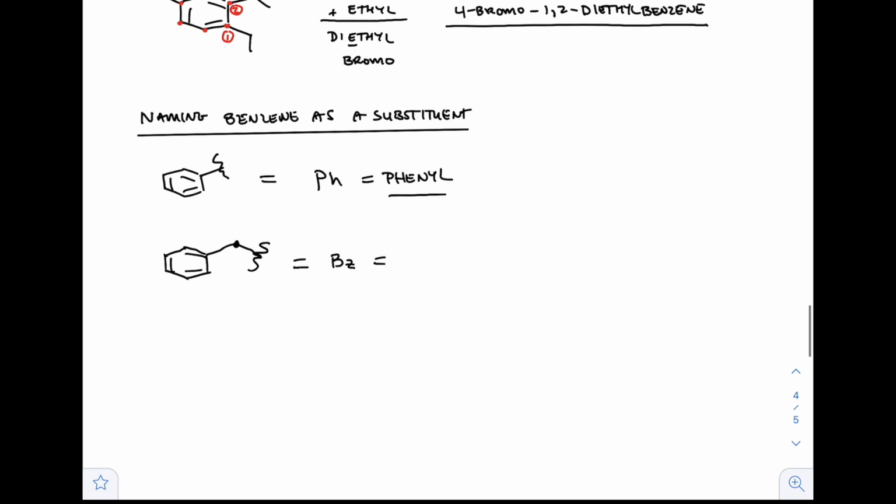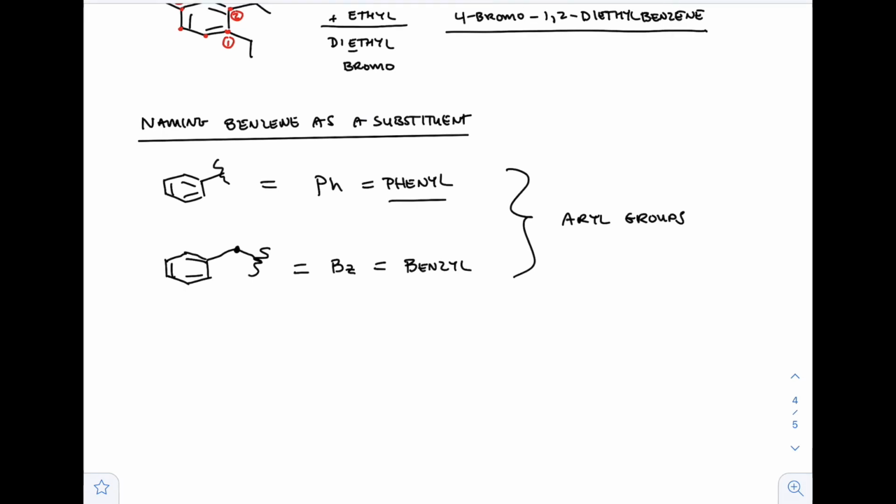Remember what this carbon is called? The sp3 carbon. It's called a benzyl or benzylic position. So that functional group right there is called a benzyl group. And collectively this is an aryl group, as well as any of the benzene rings up above. Those are all aryl groups.